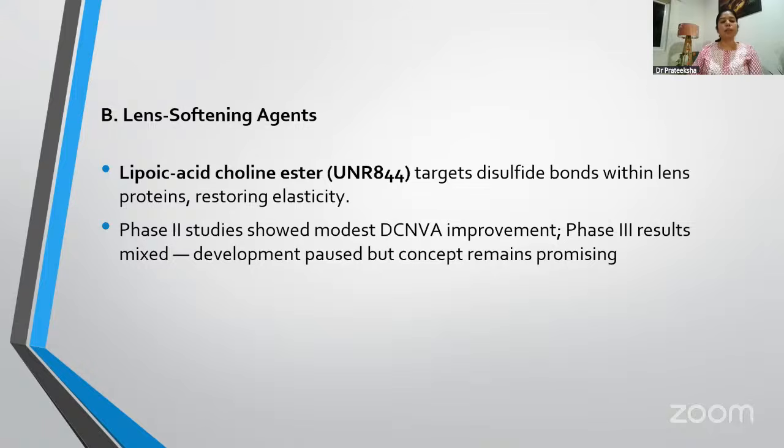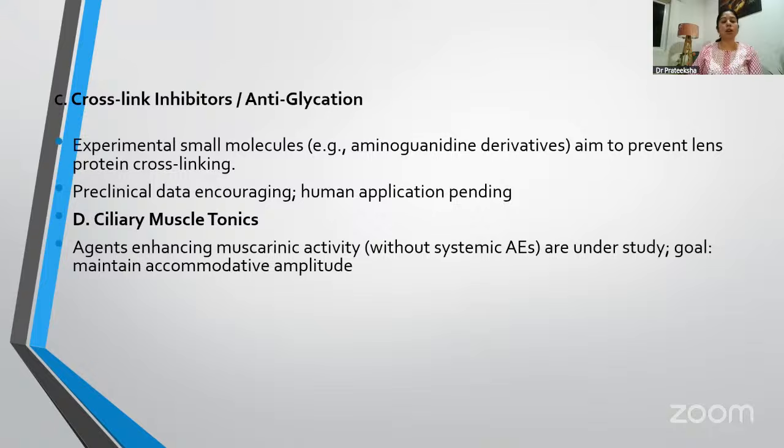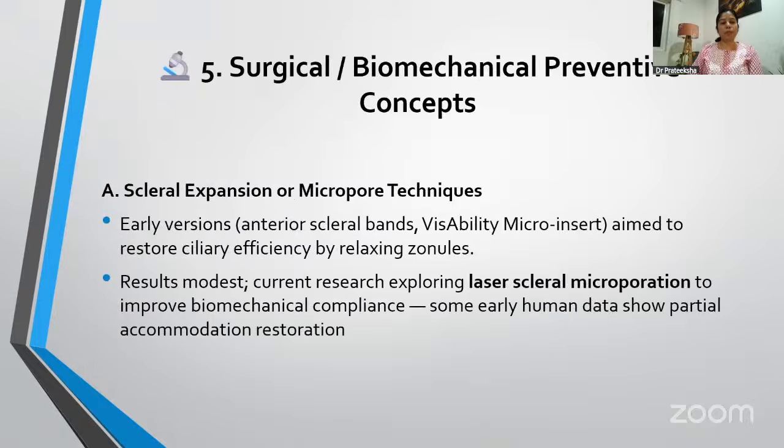Certain lens softening agents, like lipoic acid choline ester UNR844, target disulfide bonds within the lens proteins, restoring elasticity. Phase 2 studies showed modest near visual acuity improvement. Phase 3 results were mixed and development paused, though the concept remains promising. Cross-link inhibitors, anti-glycation: experimental small molecules, for example aminoguanidine derivatives, aim to prevent lens protein cross-linking. Preclinical data are encouraging, and human application is pending. Ciliary muscle tonics: agents enhancing muscarinic activity without systemic side effects are under study. The goal is to maintain accommodation and amplitude.